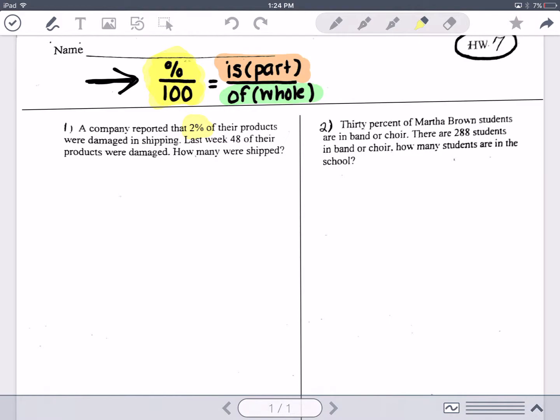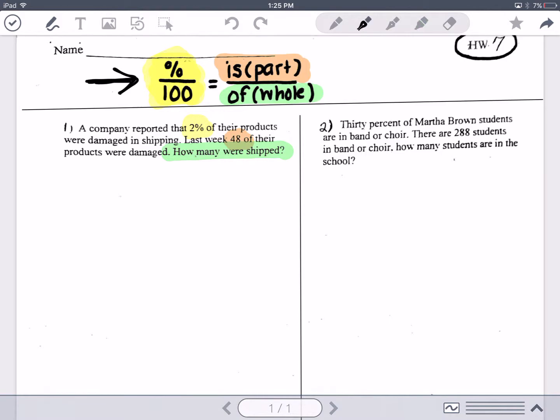A company reported that 2% of their products were damaged in shipping. Last week, 48 of their products were damaged. How many were shipped? Okay, so last week, 48 of their products were damaged, and I want to know how many total were shipped. So I have the percent, I have part of the whole, but the whole is still missing. The piece that I'm looking for is the whole.